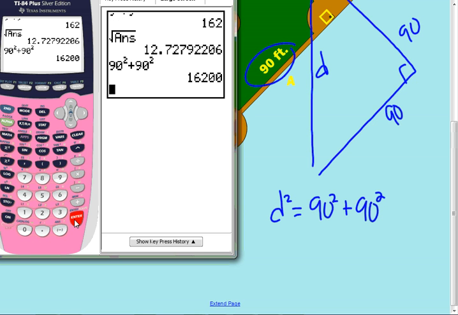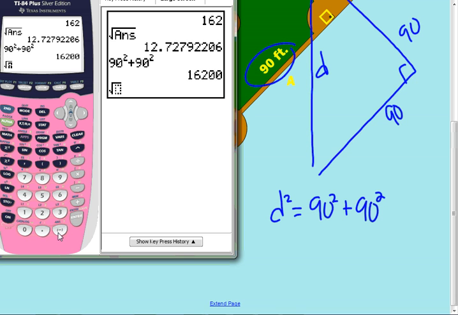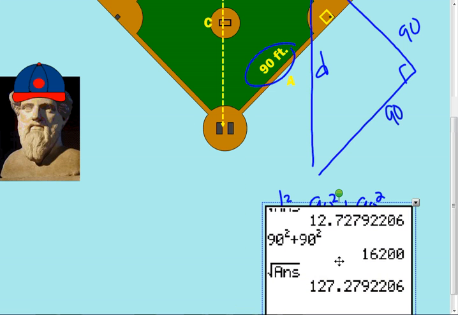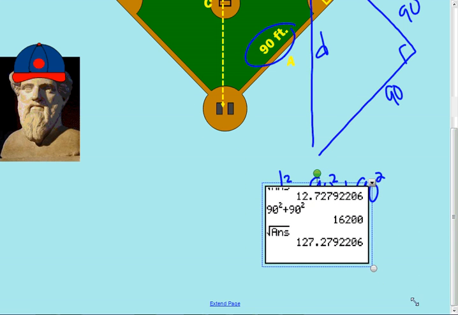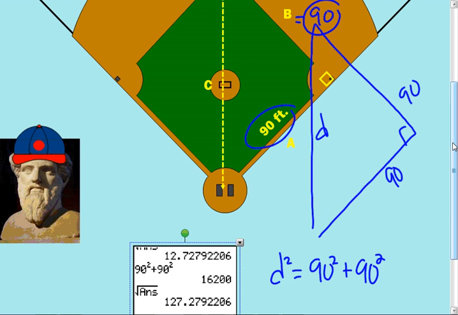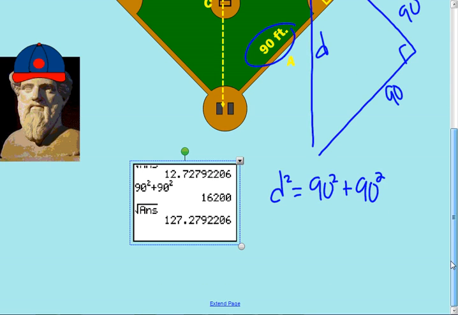1620. It's not quite the same problem, but well, let's square root it. Second square root, second answer. There you go. It's the same problem. Okay, does that make sense? If this is 90, this is 90, that's 127 about. It's reasonable. And that's all we're doing today.